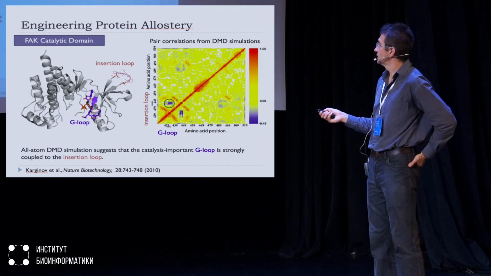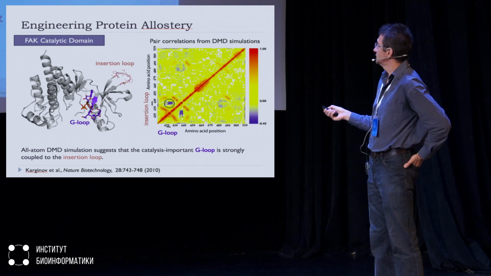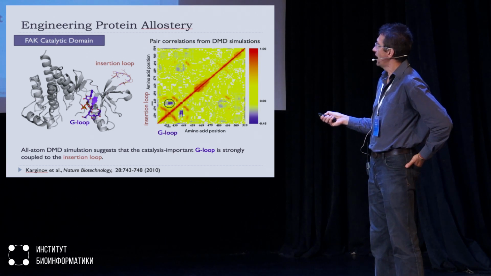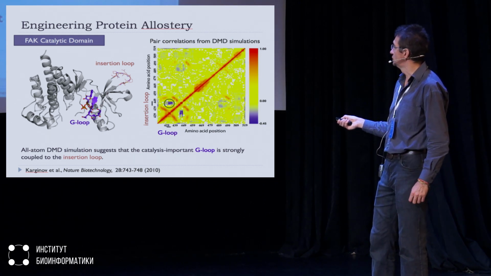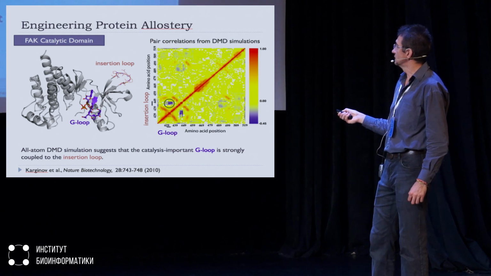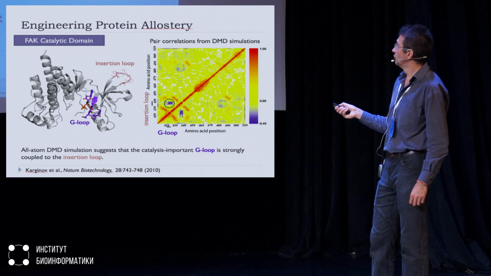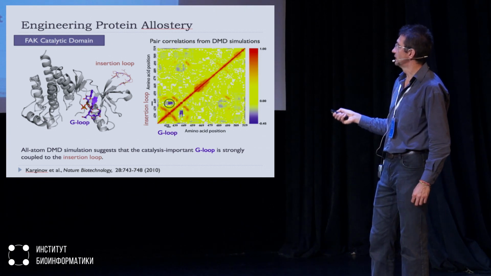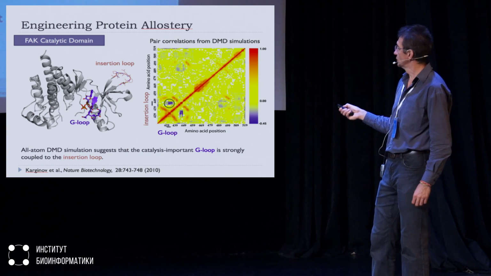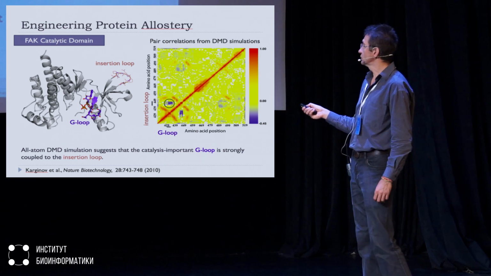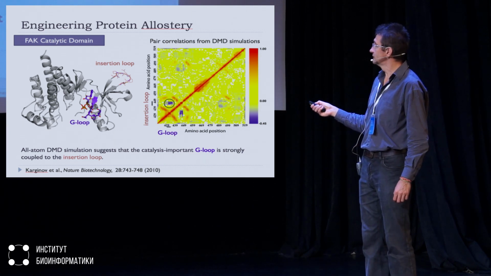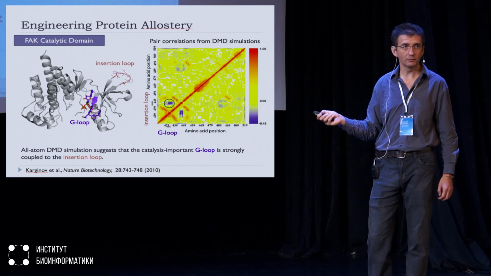In order to understand focal adhesion kinase, we performed simulations to uncover what regions are coupled to the active site of the protein, called the G-loop. And if you look at the covariation analysis in our simulations, you'll find that this G-loop is highly connected, actually negatively correlated, to what we call the insertion loop. And this is more than 10 angstroms away. So the fluctuations happening here affect the activity of this protein. That was great, because what we would do is cut this loop and insert something that would control this protein.